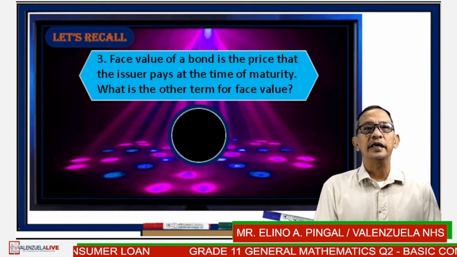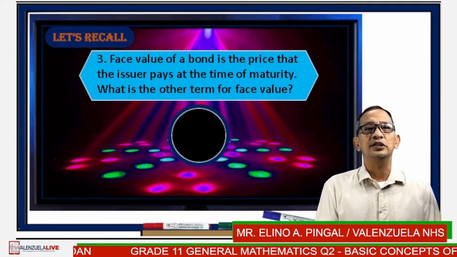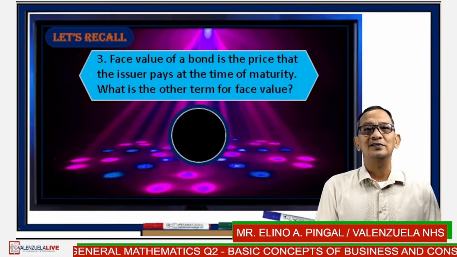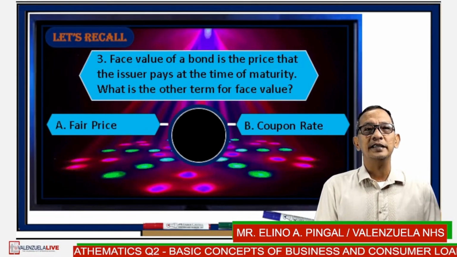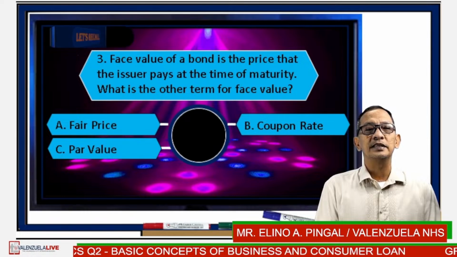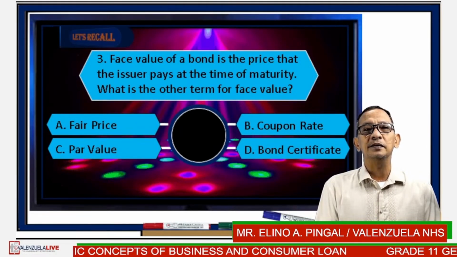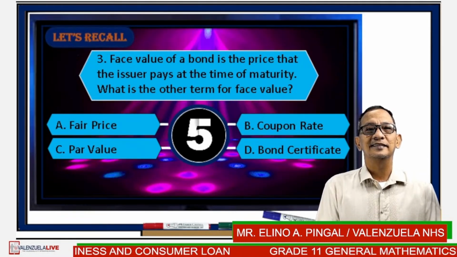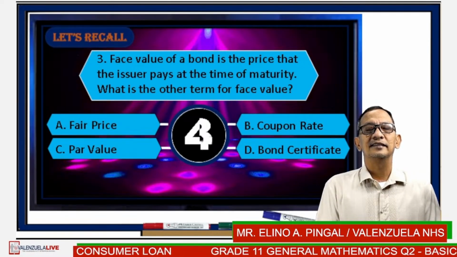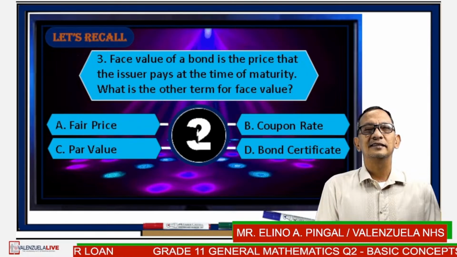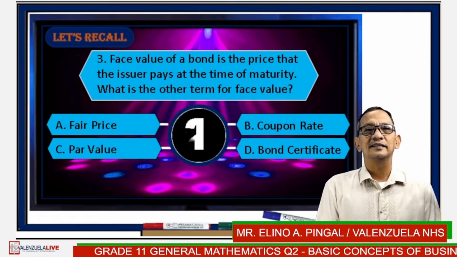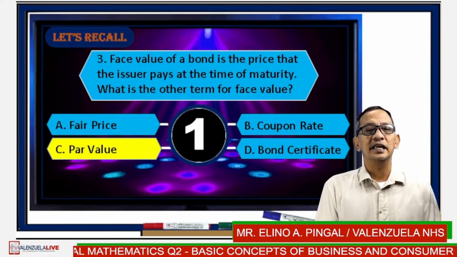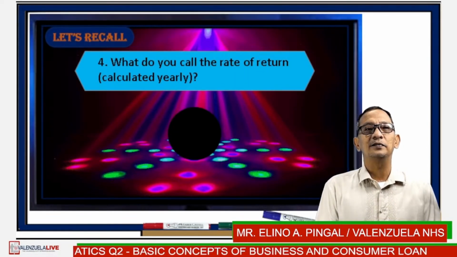Number 3. Face value of a bond is the price that issuer pays at the time of maturity. What is the other term for face value? Letter A, fair price. B, coupon rate. C, par value. D, bond certificate. 5 seconds. Time's up. The correct answer is letter C, par value.